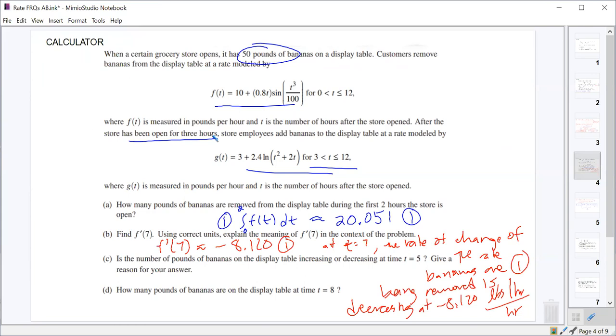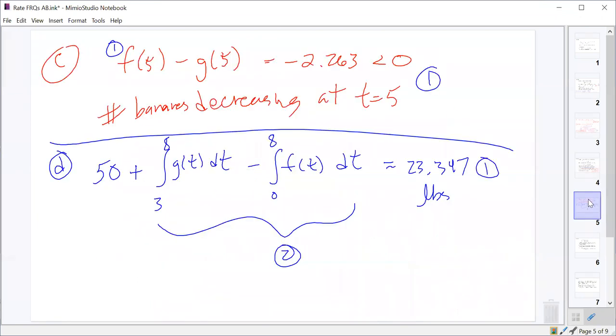Your reading comprehension skills will be on full display on these rate free response questions. For real, they're going to put stuff in here that might trick you if you don't read it carefully enough. So you have to make sure that you read carefully. Everybody good there? Any questions on that?